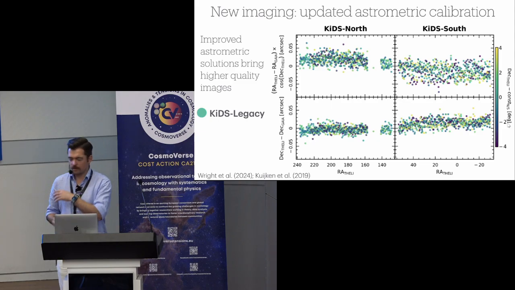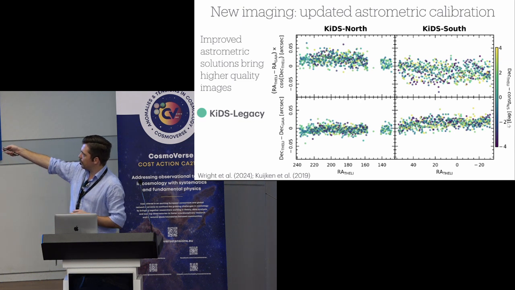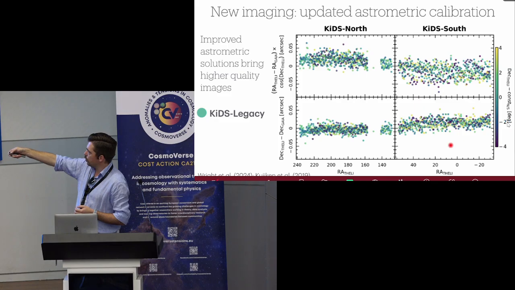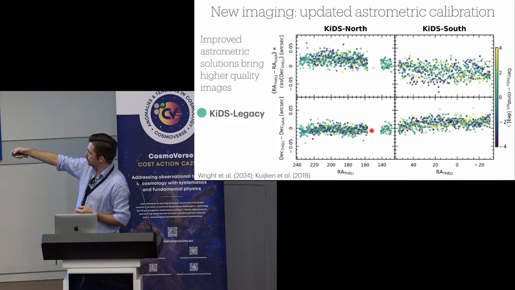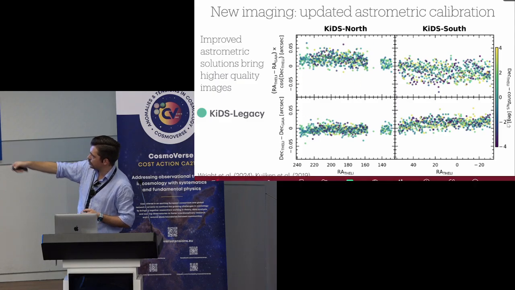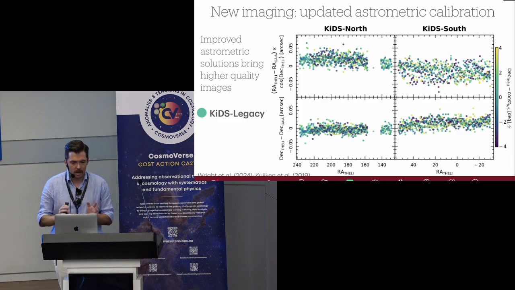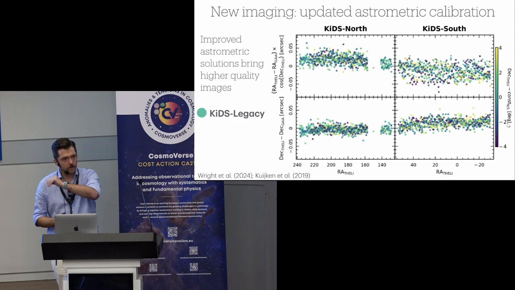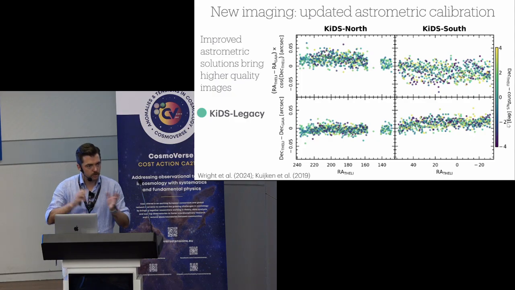And here you can see the residuals between our astrometric calibration and Gaia stars. So the points here, each point is 1 square degree of Kids. This is the northern hemisphere in the left-hand column, the southern hemisphere in the right-hand column, and you can see the data points here show that our residuals in right ascension and declination are all considerably less than about 0.03 arc seconds.